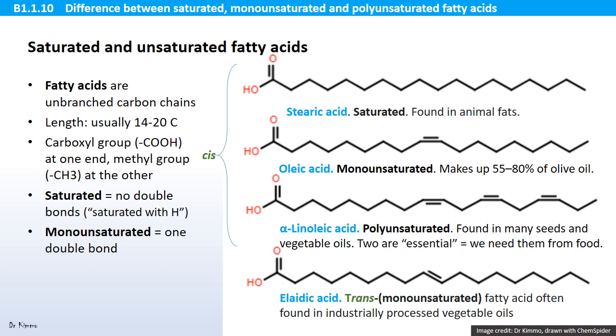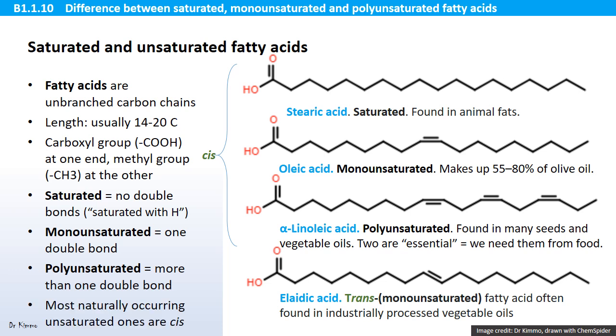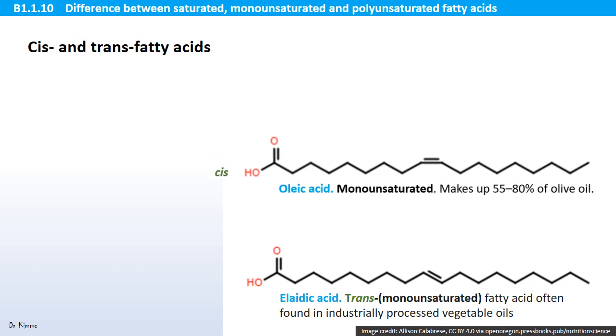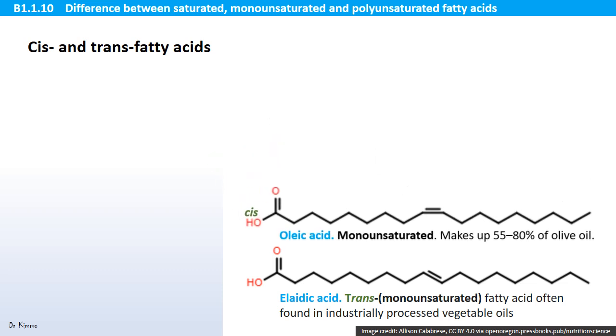If they are monounsaturated, they have one double bond. If they are polyunsaturated, they have more than one double bond. Most naturally occurring unsaturated fatty acids are cis unsaturated, and let's have a look at what that means. Oleic acid is a cis monounsaturated fatty acid. It makes up 55 to 80% of olive oil. Elaidic acid is a trans monounsaturated fatty acid. It's often found in industrially processed vegetable oils.